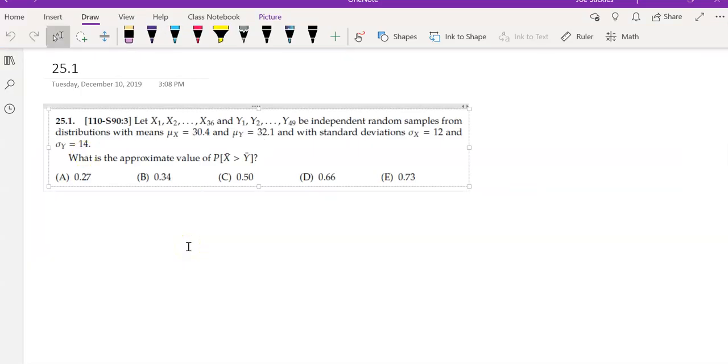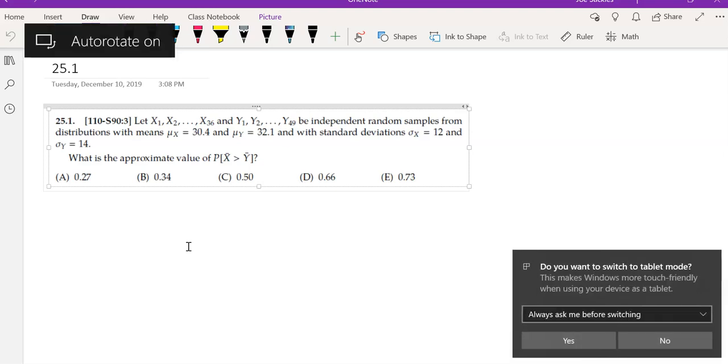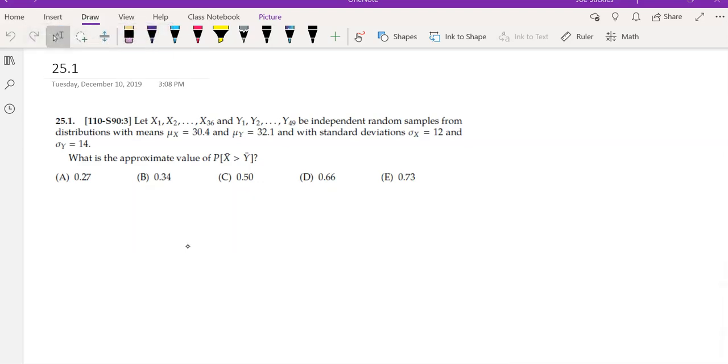All right, so let's look at this problem labeled 25.1, which should be towards the back of your packet. The one that's labeled page 352. Yes, this is going to be central limit theorem stuff, so I'll do a little bit of an introduction and talk about how we can do this idea.